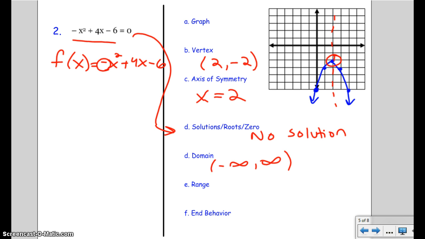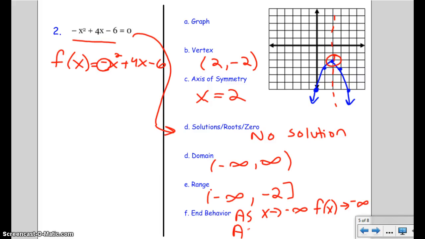My range, because it goes downward, I start at -infinity, and I come all the way up to -2, which I want to include. And then I'm going to write my end behavior as x goes to -infinity. So when I look to the left, the y value also goes to -infinity. And then when you look to the right of the graph, when x travels out to the right, your y value, f of x, also goes down. There we go.